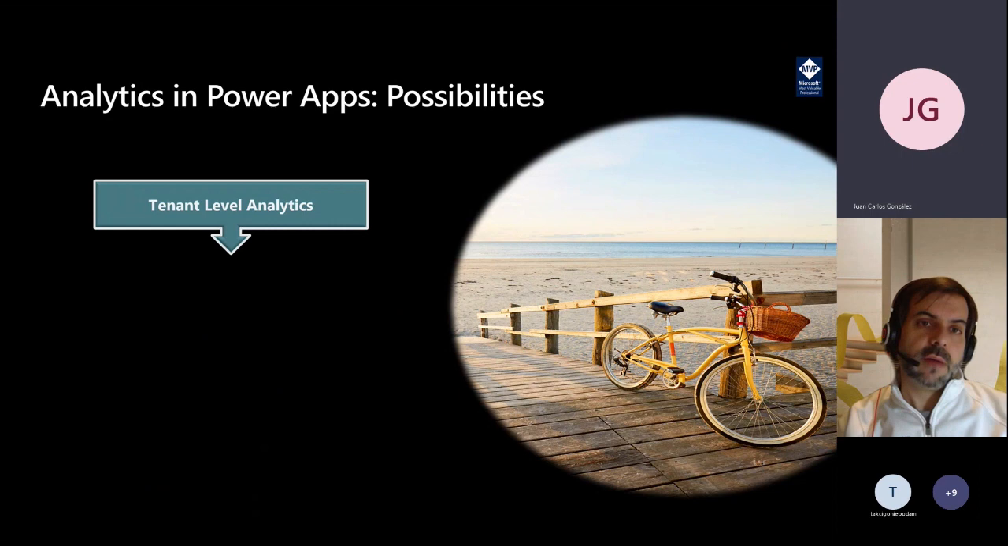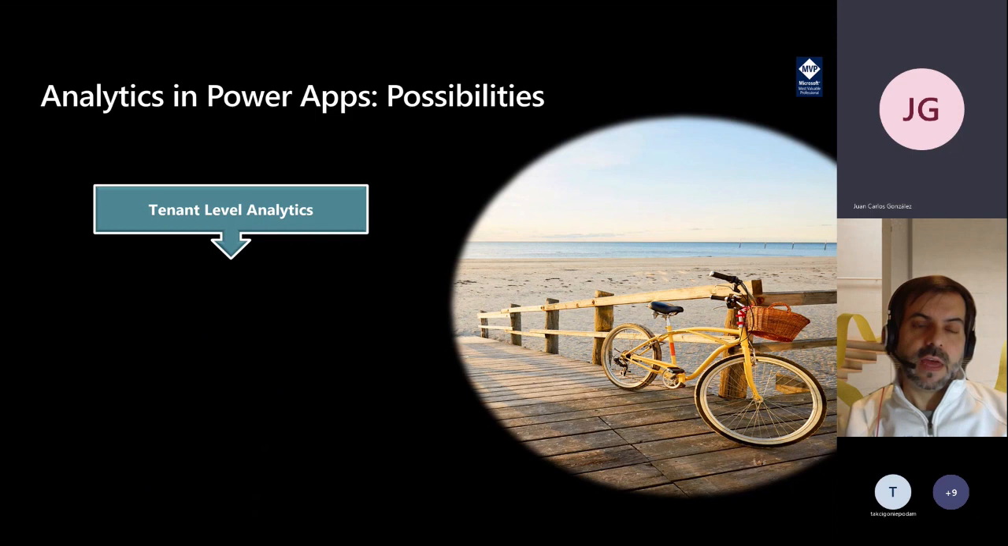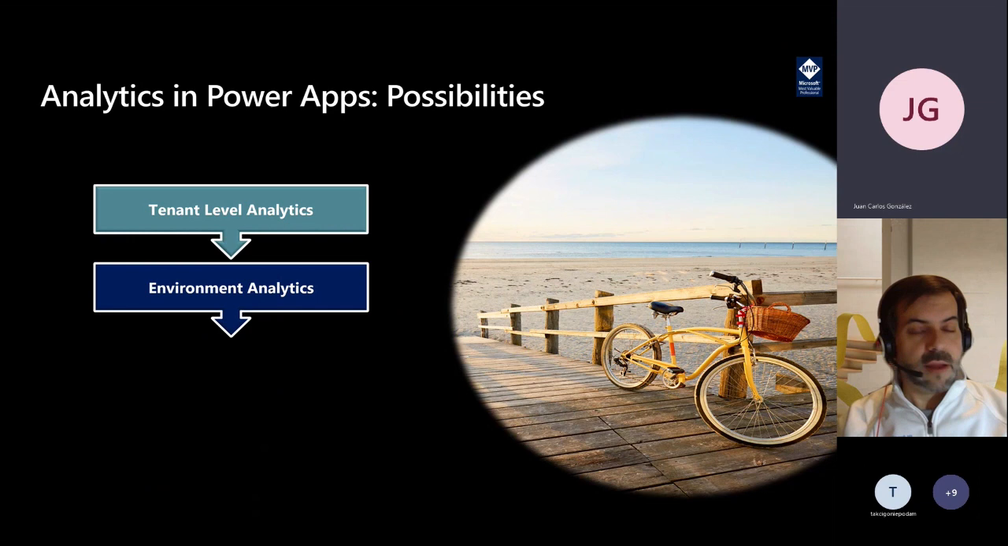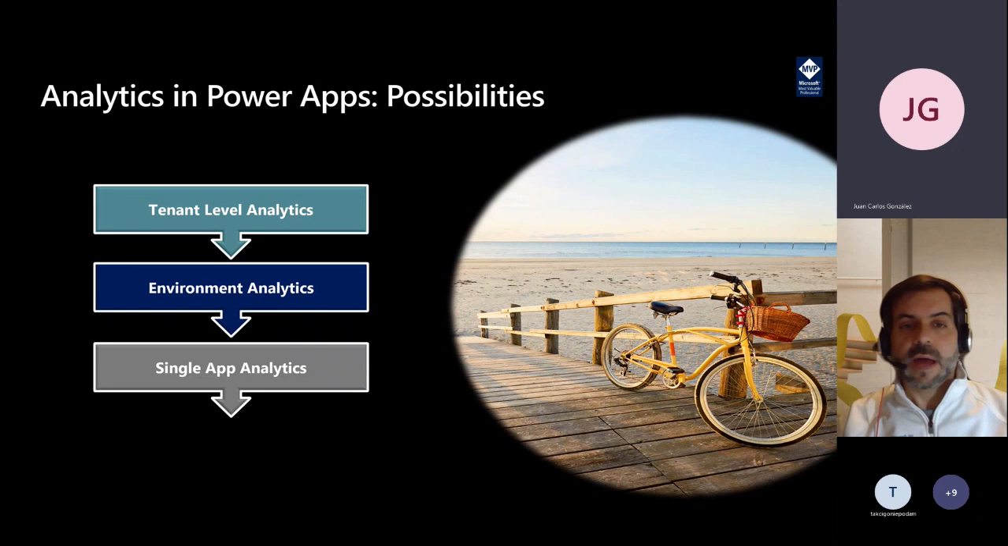That means that we are going to have a big picture of everything that is happening in terms of, for instance, usage and makers' activities at the tenant level. Then we can go down to the next level, environment analytics. Environment admins can have a big picture also, with dashboards where they can see some usage information about apps. The same is going to happen with Power Automate, but we will see this in the demo. And then, of course, we have single app analytics. As you know, per app, we also have some analytics provided by default.